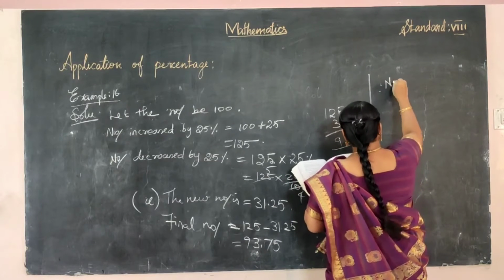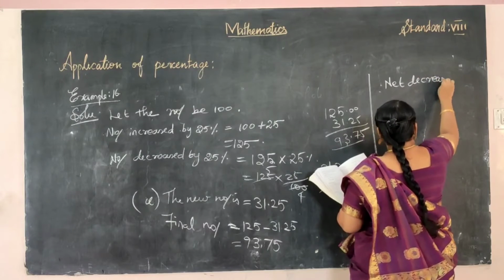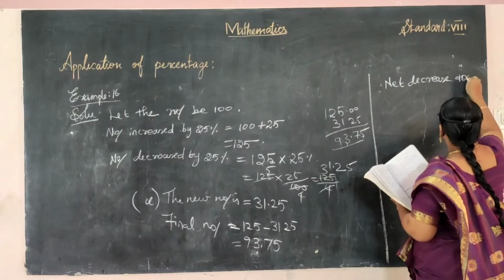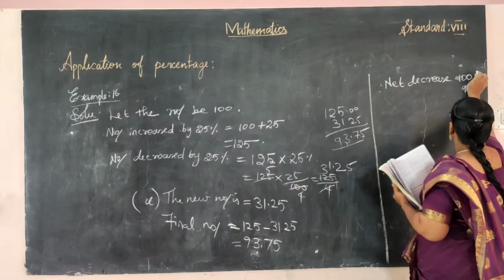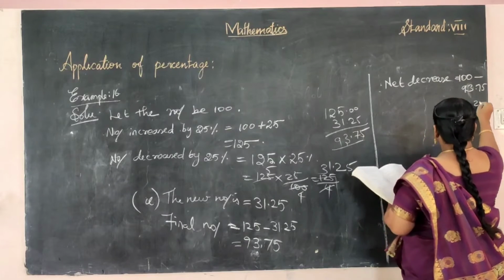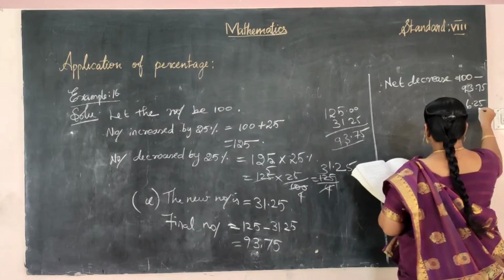So net decrease is equal to 100 minus 93.75. Subtract this value, what we get, 6.25, is it?